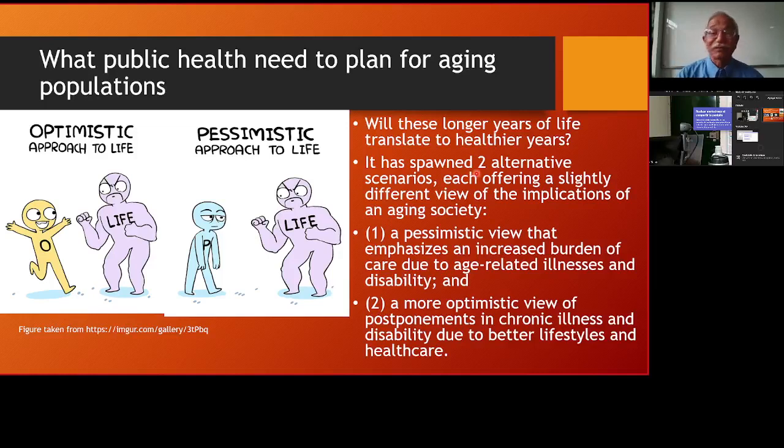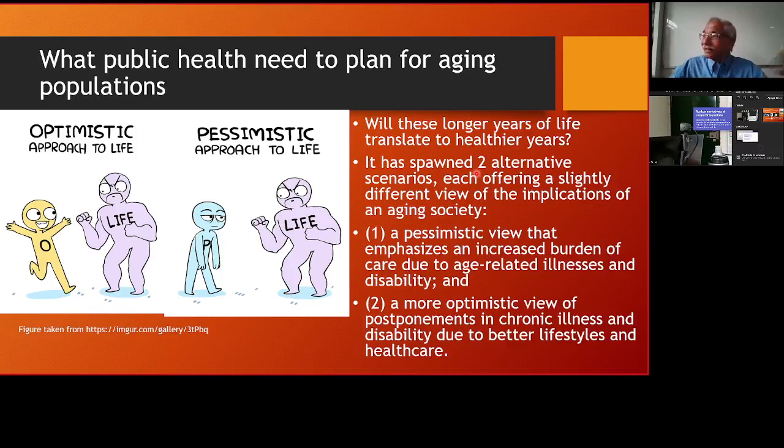This is a question we have to answer. It found two alternative scenarios, each offering a slightly different way: the pessimistic view that emphasizes an increased burden of care due to age-related illnesses and disability, or an optimistic view of postponements in chronic illnesses and disability due to better lifestyle and healthcare. So these are the options.